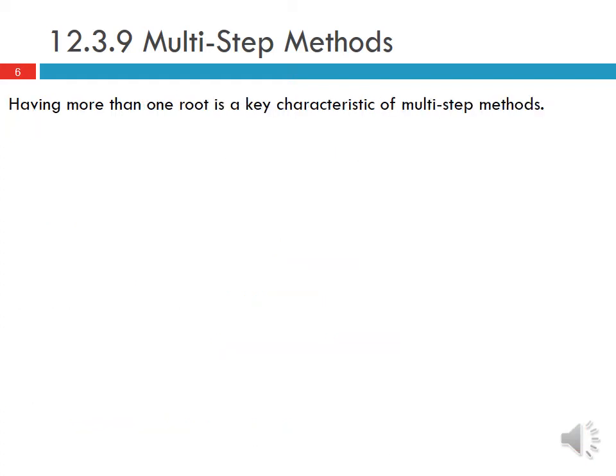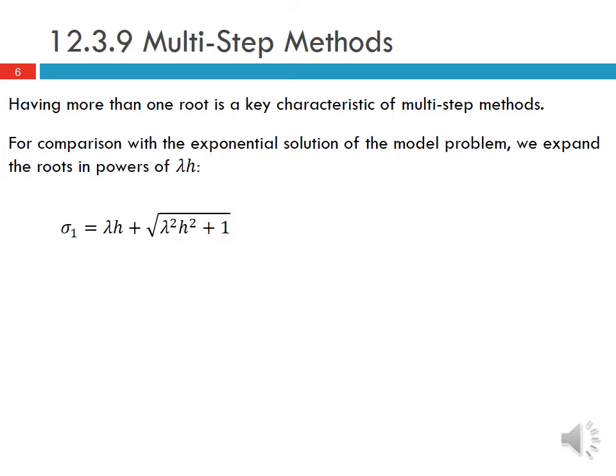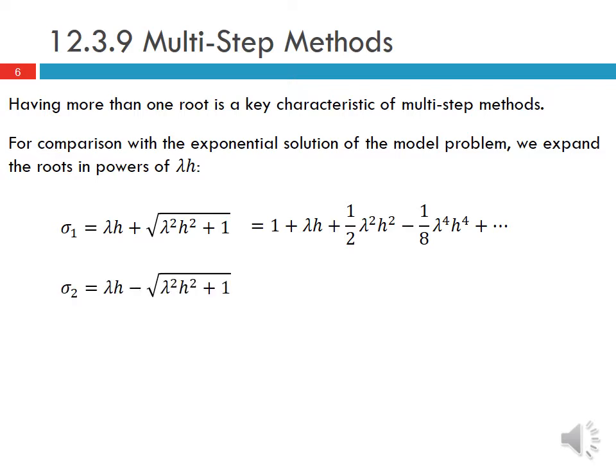So having more than one root, as we do here, is a key characteristic of multi-step methods. For comparison with the exponential solution of the model problem, we expand the roots in powers of lambda h. So let's look at the first root. Sigma_1 is equal to lambda h plus the square root of lambda squared h squared plus 1. This can be expanded as shown here, which is equal to 1 plus lambda h plus 1/2 lambda squared h squared minus 1/8 lambda^4 h^4, etc. The second root is lambda h minus the square root of lambda squared h squared plus 1, and it can be expanded as shown here.